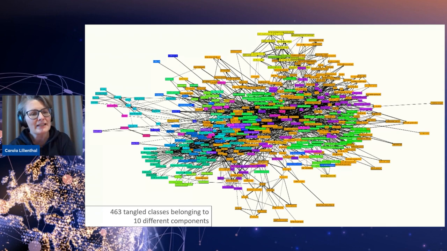In domain-driven design, we call this a big ball of mud. It's such a strongly interwoven structure that you don't find your way around, you don't know where it starts, where it ends, because everything is interwoven in this structure.